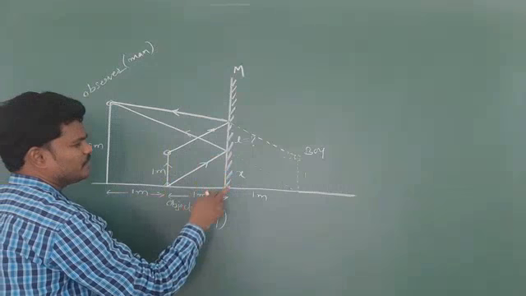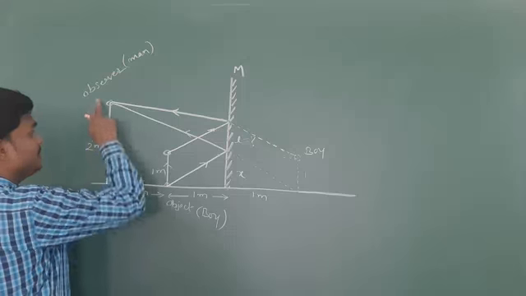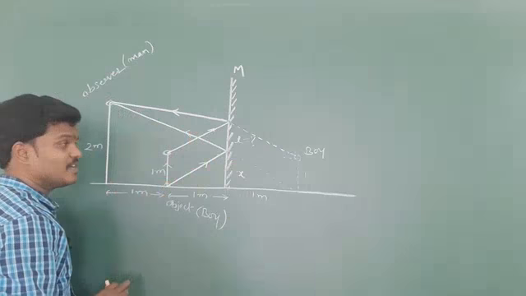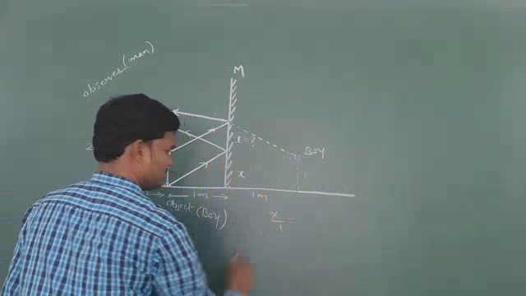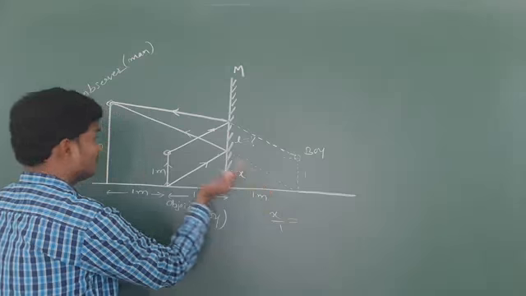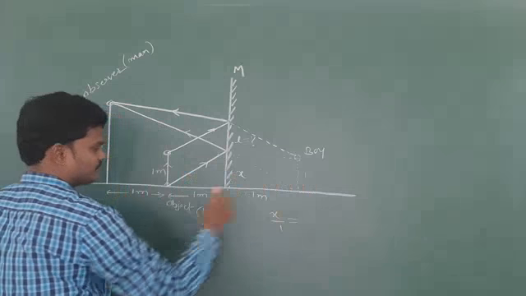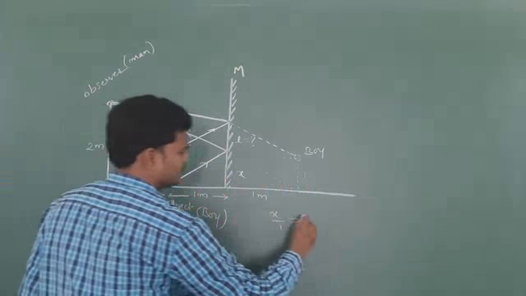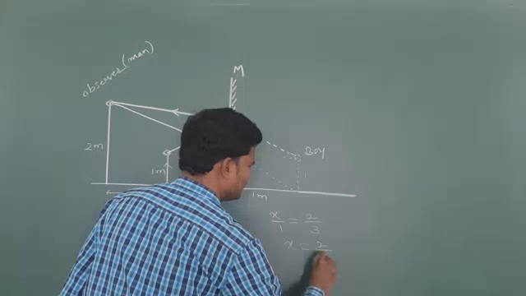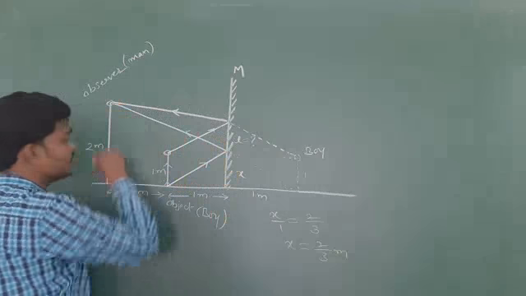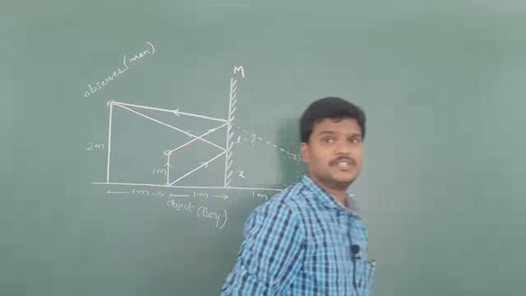You can give names like P, Q, R, A, B. Use the similar triangle rules. x by 1 is equal to 2 by (1 plus 1 plus 1). So how much is it now? 2 by 3. So I got x as 2 by 3 meter, because this is in meters, no? So I got x as 2 by 3 meter.